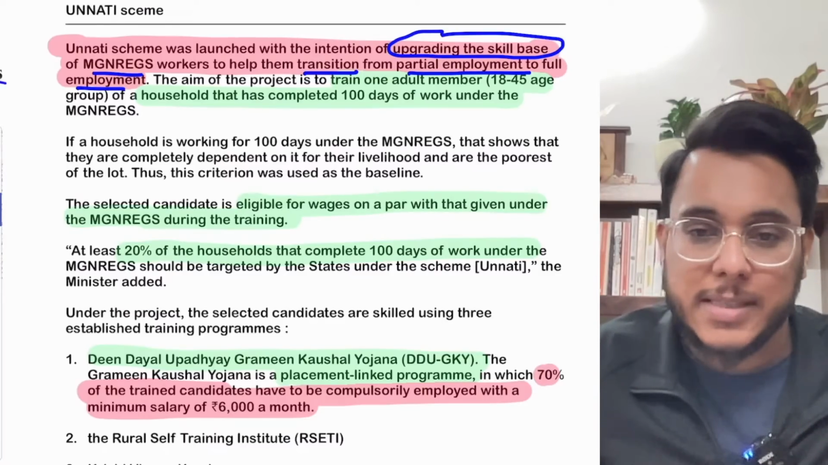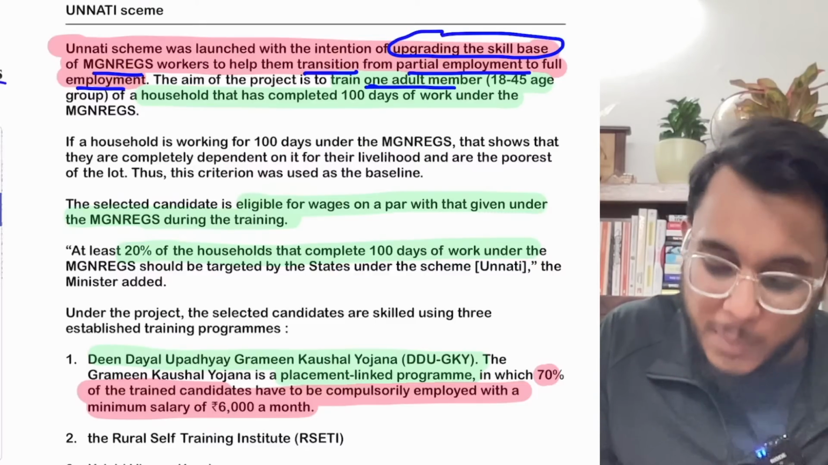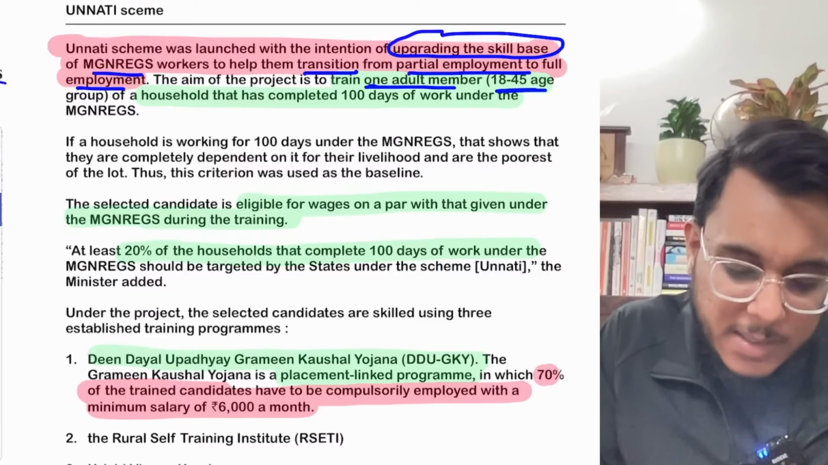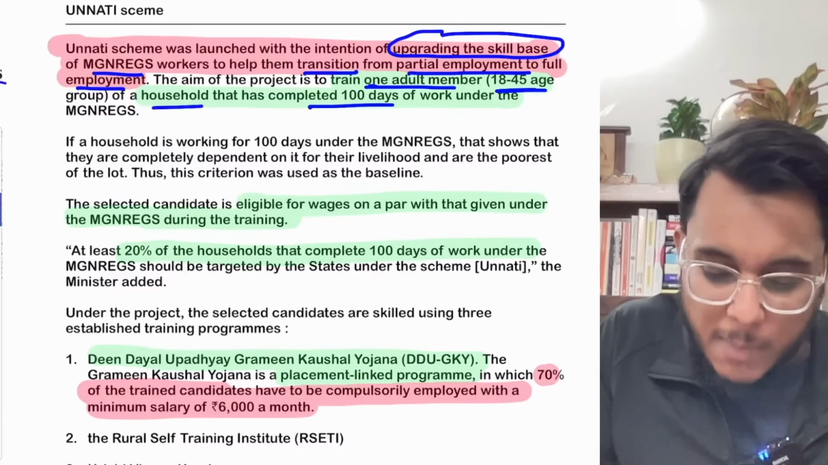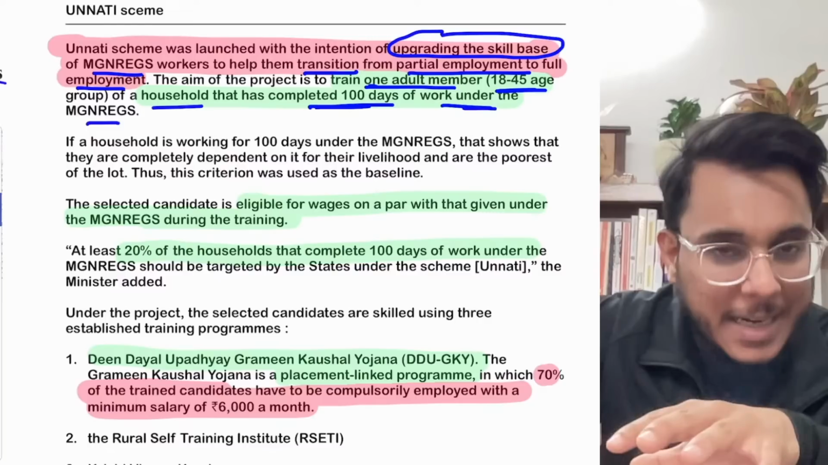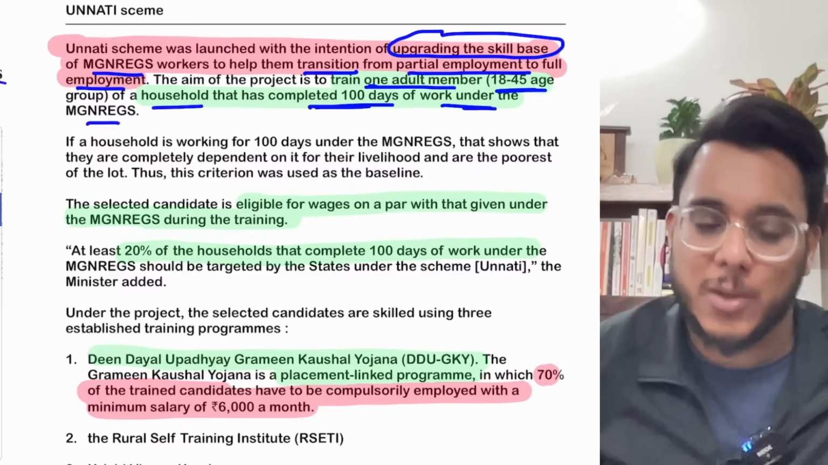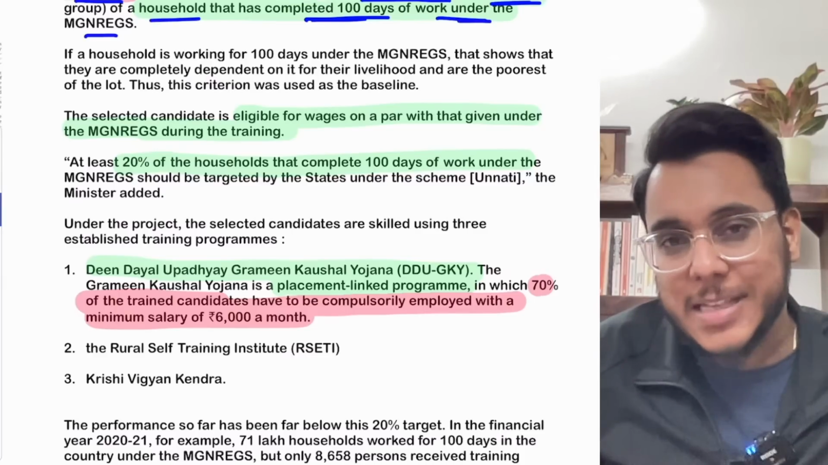Now under the Unnati scheme, the aim is to train one adult member between the age of 18 to 45 years in every household, and priority will be given to those members who have completed 100 days of work under the MGNREGA. So once MGNREGA, after that under the Unnati scheme, a person can enroll. Okay, now the government has given a justification.